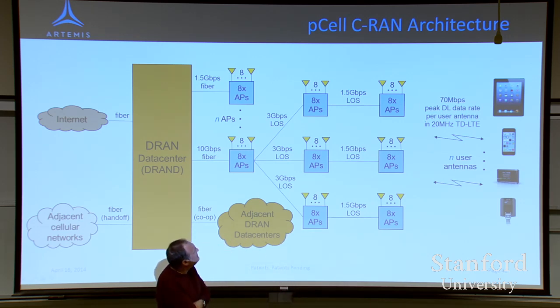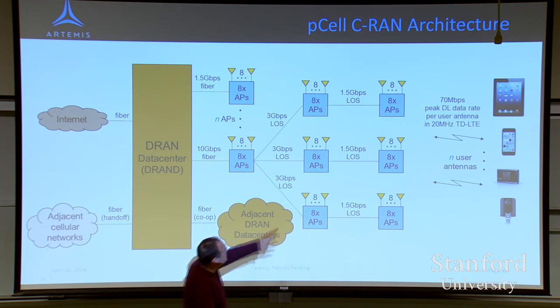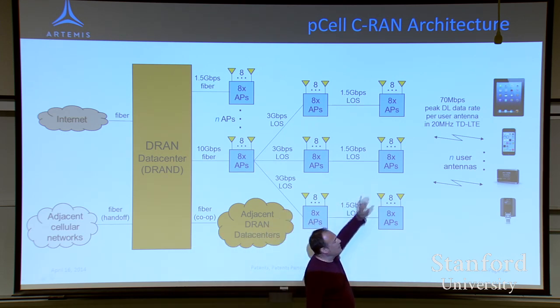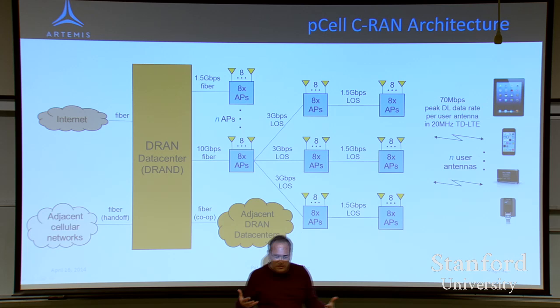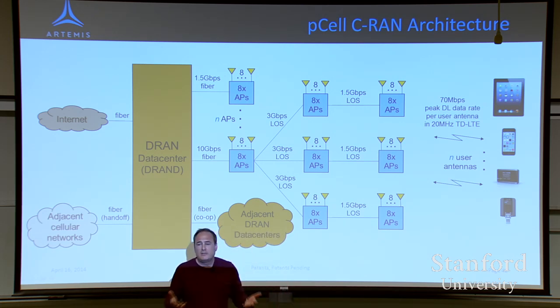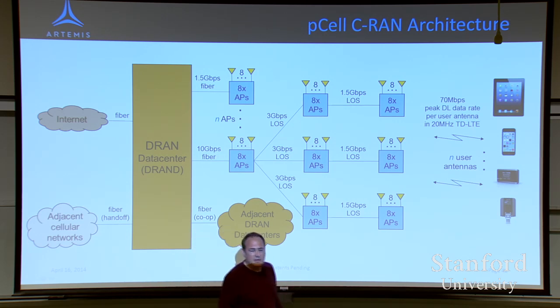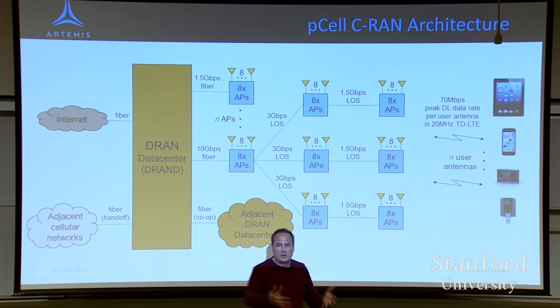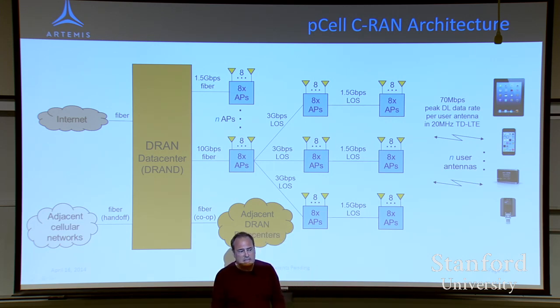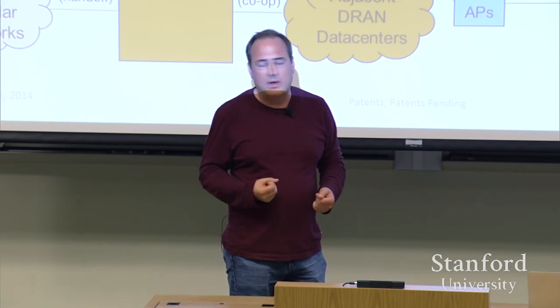If we're talking about TDD in 20 megahertz, we get about 70 megabits per second of downlink, and each pWave radio, or each radio head, adds 70 megabits per second to the aggregate capacity of the coverage area. So if you have 10 of them, you'll have 700 megabits per second. If you have 100, you have 7 gigabits, and so on. And then that aggregate capacity is shared by all the user devices. Each device obviously is limited by the Shannon limit, so it can only receive 70 megabits per second per antenna. If it's a 2-antenna device, you can receive 140, and so on.